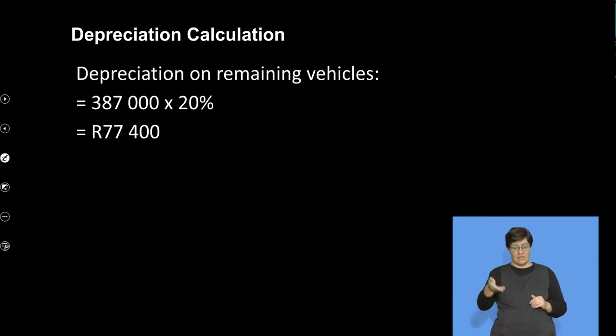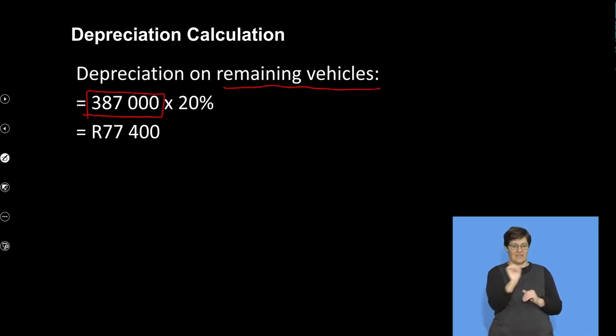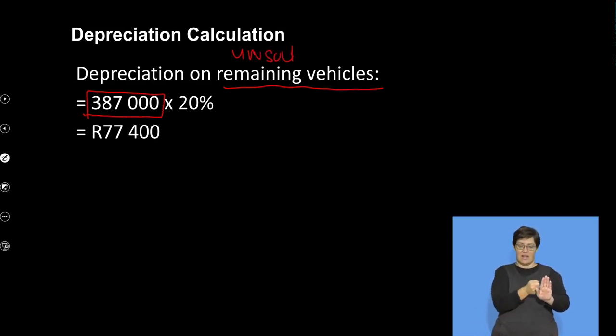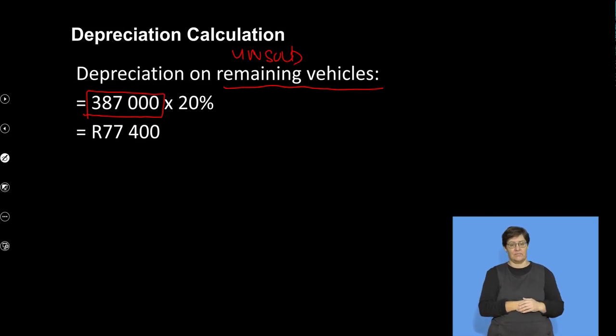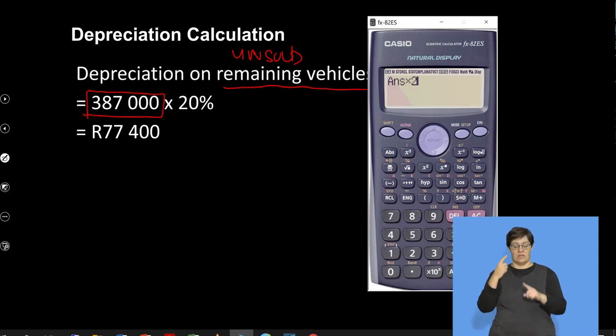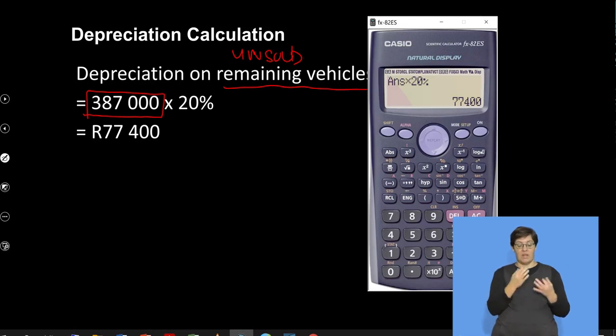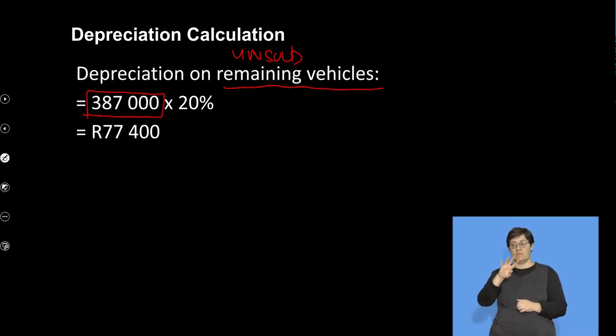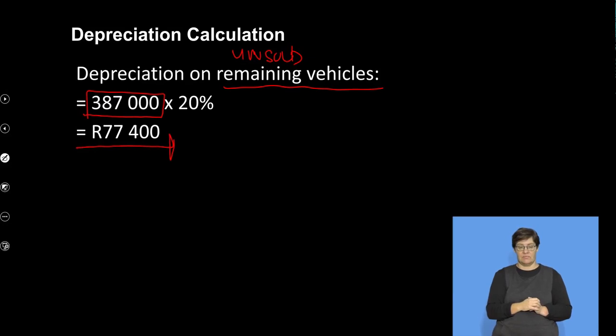Let's do that. Here we go. There you see 387,000 will be your remaining vehicles, or the unsold component of your vehicles. Right, let's do that. So it's your 387,000 times the 20%, because we're working it out on cost, and that will give you a value of 77,400. So we've got the 77,400 for the vehicles that were unsold, or your remaining vehicles.